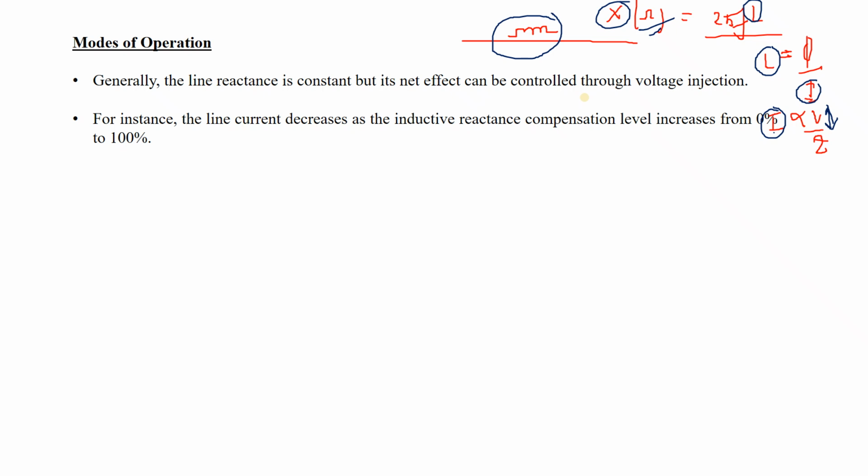So the inductive reactance is also increasing. So we need to compensate the reactance. We need to compensate that inductive load. So the inductive reactance needs to be compensated. What is happening? The current is decreasing. Why is the current decreasing? Because the SSC is drawing more current. It is not supplying current. The SSC is drawing the current, because reactance needs to be compensated.